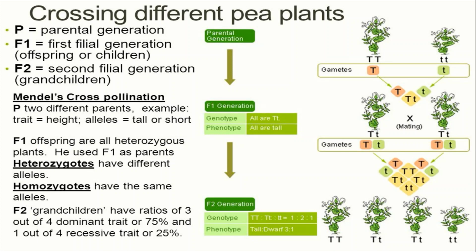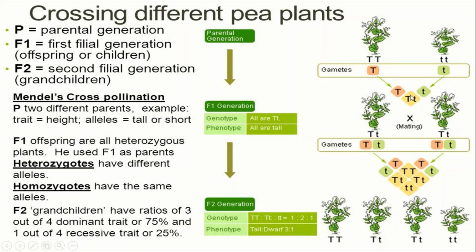The genotype of tall plants will be double capital T, TT, and the genotype of dwarf plants will be double small t, tt. Therefore, the gamete of tall plants will be T and the gamete of dwarf plants will be small t. As a result of the cross, the genotype of F1 plants will be capital T and small t.